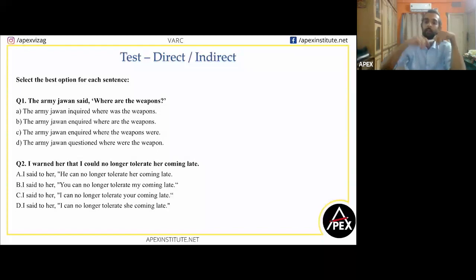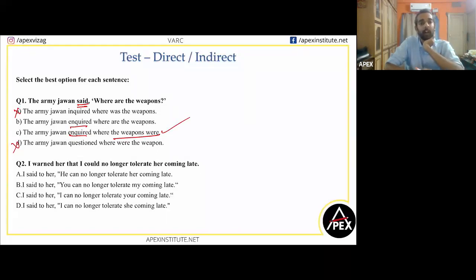Okay, good. So the first one is: the army Jawan said, where are the weapons? So what are we doing? We are changing the word said into inquired, and question will become wrong. Very good. So the army Jawan inquired where the weapons were. Very nice. So C is the correct answer. Why? Because simple present is changing into simple past.